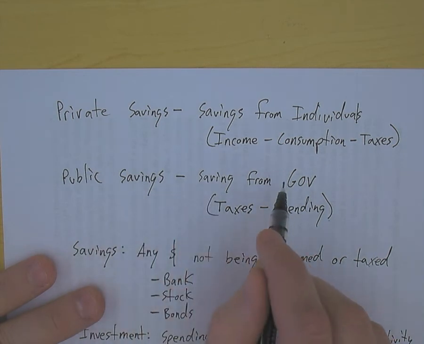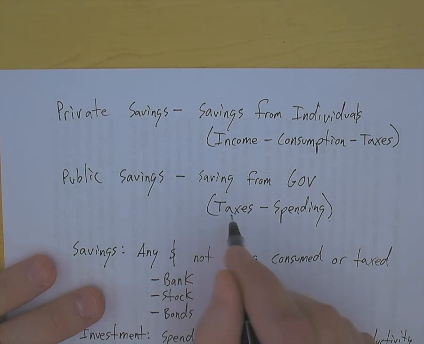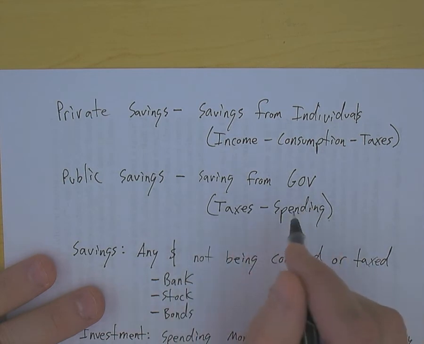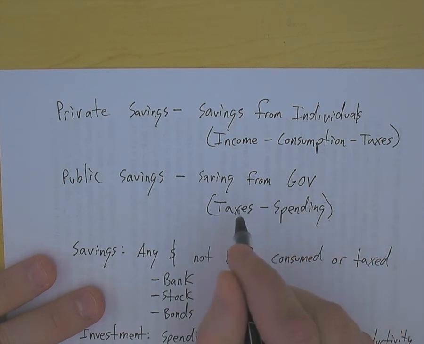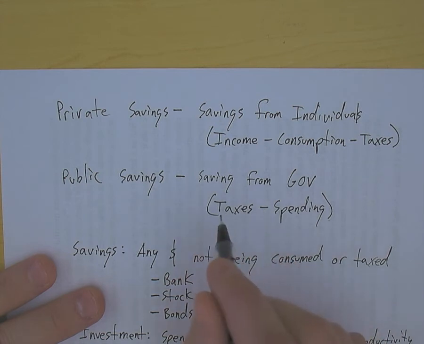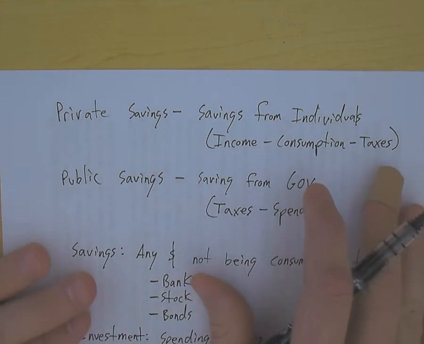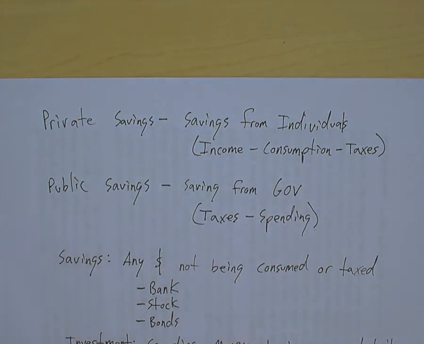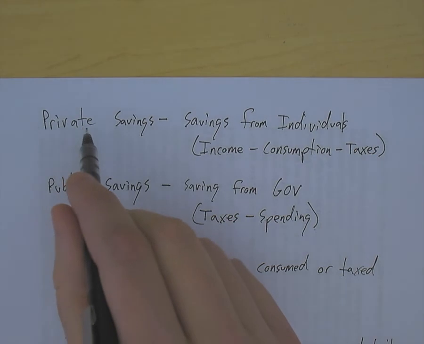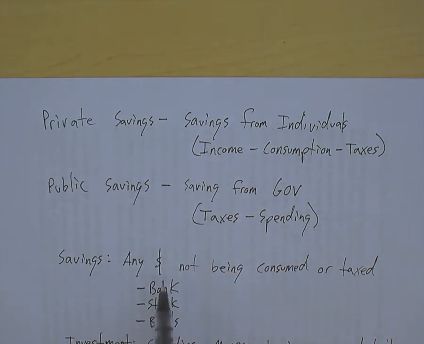How does the government save money? Simple. They collect taxes, they also spend money. Anytime they have more in taxes than they spent, you have an additional of public savings. Now, here's where economics gets a little funky in their language, but it's really important to understand this. We have this difference between savings and investment, all right? Savings, as noted by private savings, public savings, is any money not being consumed or taxed. The money you put in the bank, that's savings.